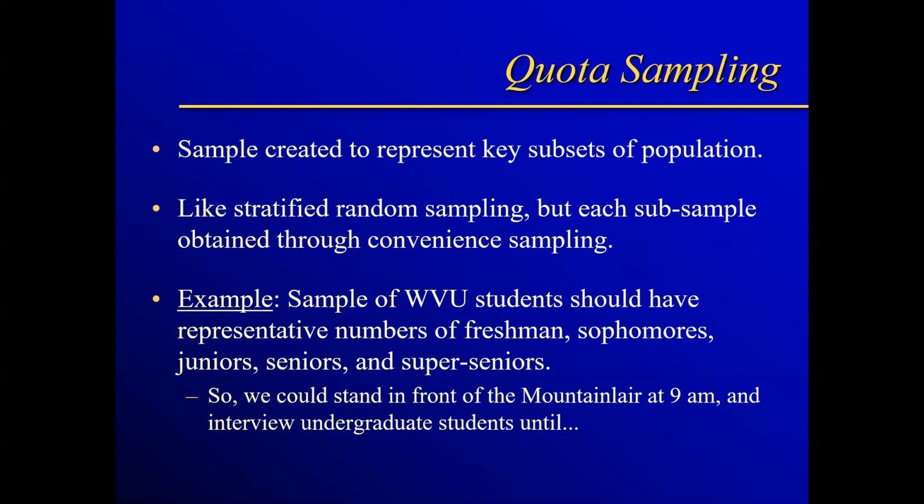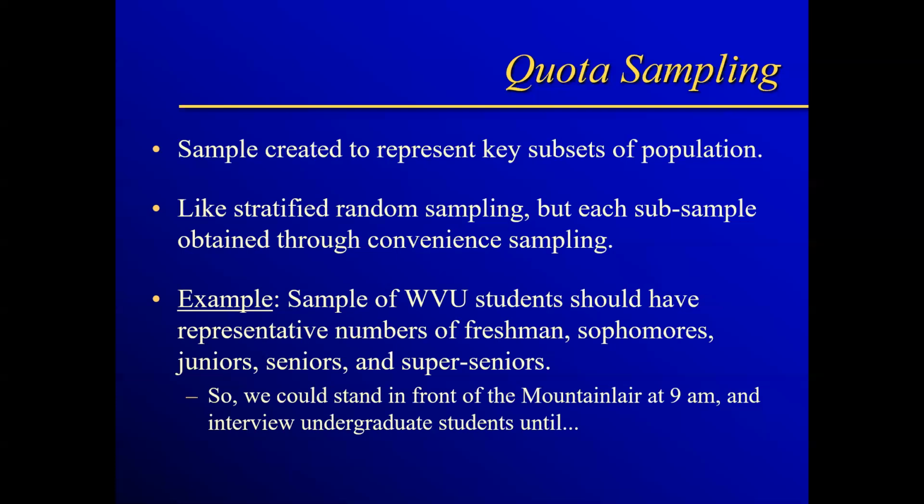So here's an example of this. I want to make sure that my sample of WVU students has an equal number of freshmen, sophomores, juniors, seniors, and super seniors. So what I could do is stand out in front of the Mountainlair and try to get, as soon as someone walks by, hey, do you want to take my study? Let's say they say yes, and they're a freshman. All right, so I check off freshmen. I have 20, now I need 24 more freshmen. So every time someone walks by, it's just like that quota sampling.